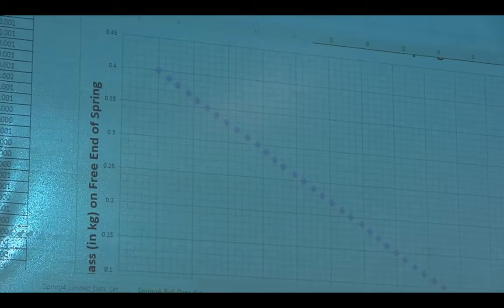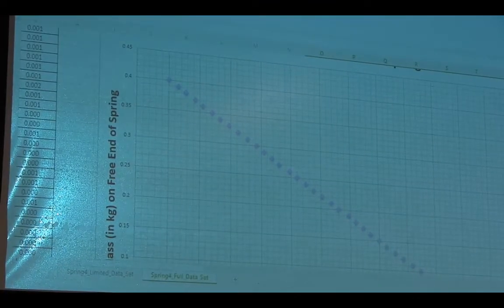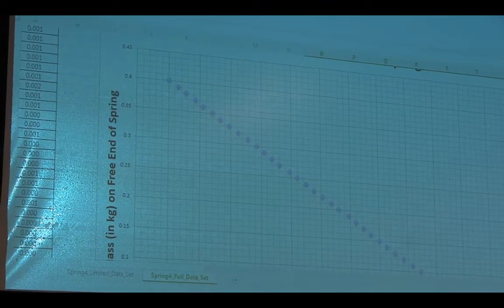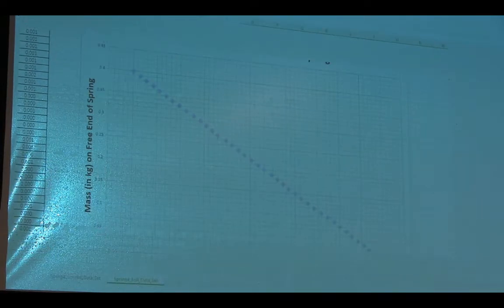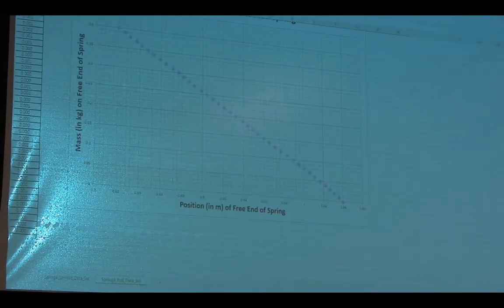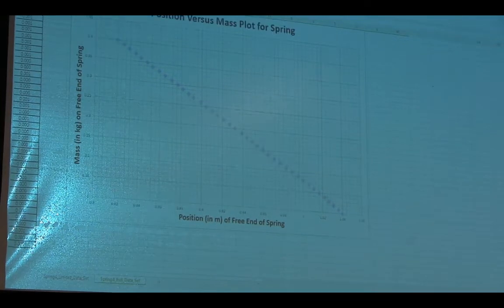How do I zoom out? So let's see, review. What's that? Control minus, that's the easy way to do it. What do you notice about that relationship? What does it look like?